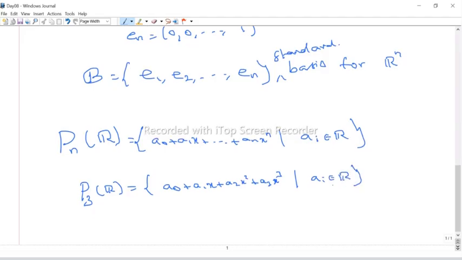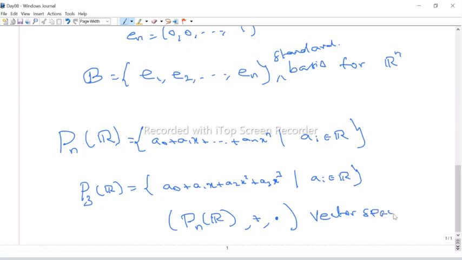Now we can easily show that we can add two polynomials. We can add the constant term, the x term, the x squared term, so we can add the polynomials term by term. Therefore, the set of all polynomials of degree at most n over R, with respect to polynomial addition and scalar multiplication, forms a vector space. Scalar multiplication means you multiply alpha to each term.